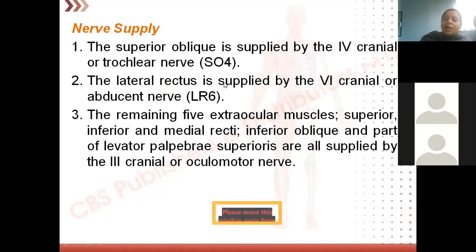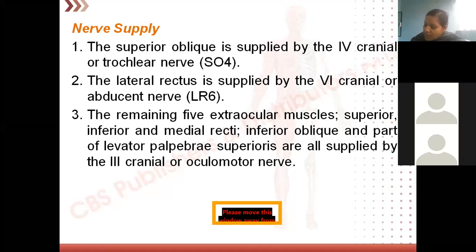Now all these extraocular muscles are supplied by, you just remember, SO4 LR6, and all the remaining muscles by the third cranial nerve, that is oculomotor. SO4 means superior oblique is supplied by the fourth cranial nerve, that is trochlear. Lateral rectus is supplied by the sixth cranial nerve, that is abducent. All remaining extraocular muscles are supplied by the oculomotor nerve. So that's what you have to understand in this answer. Origin we saw, insertion we saw, nerve supply we saw, action we saw.